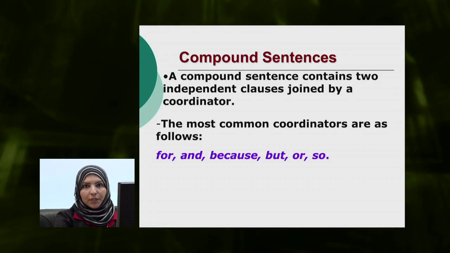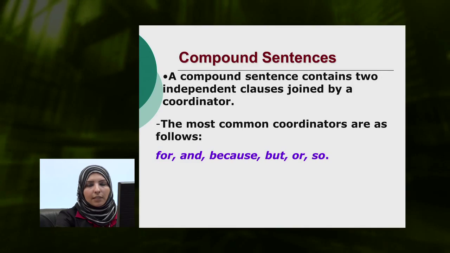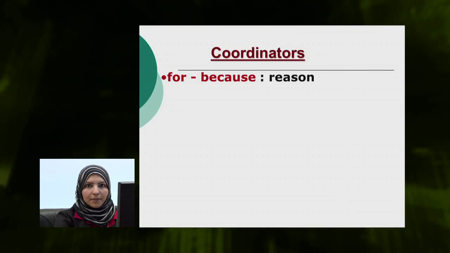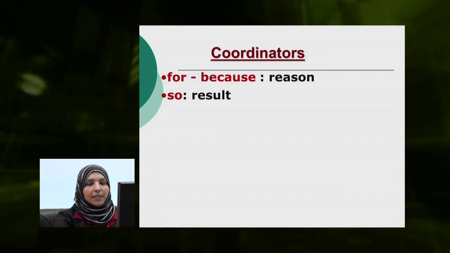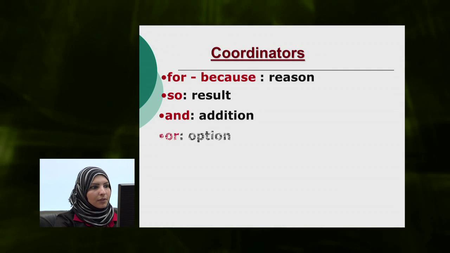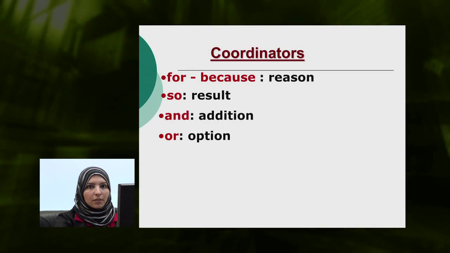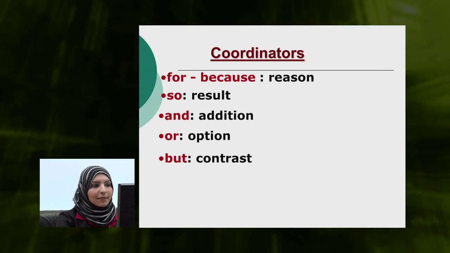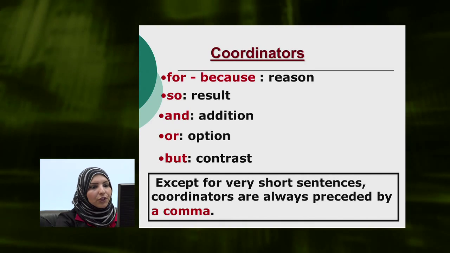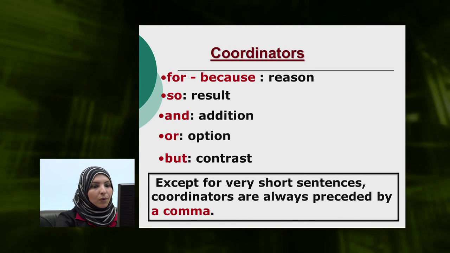Before using these coordinators, you should ask yourself, what does each coordinator indicate? Each coordinator indicates a different thing. For example, for and because indicate reason, while so indicates result. And indicates addition, while or indicates option, and but indicates contrast. Except for very short sentences, coordinators are always preceded by a comma.